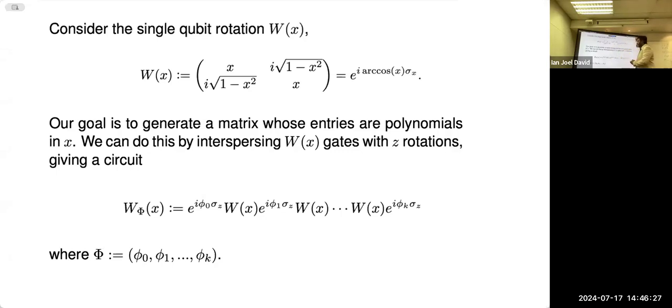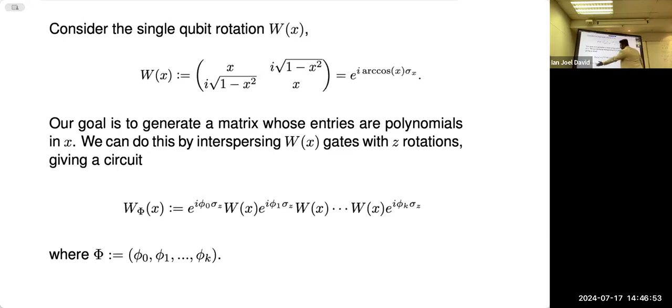Okay? So we can do this by interspersing this W(x), or interleaving this, with Z rotations. So if we have a circuit which is defined like this, W capital Phi of x. So, by the way, I should mention, I'm talking about signal processing. All of the symbols that I'm using don't have the same definition as the first section. They'll all be newly defined. So, we're talking about a new thing. So, don't get confused by the symbols.